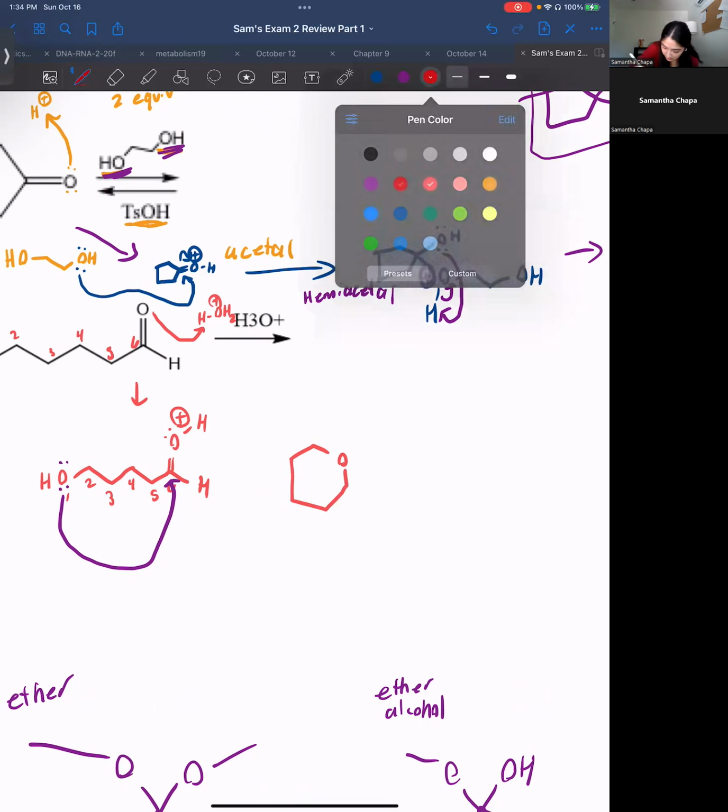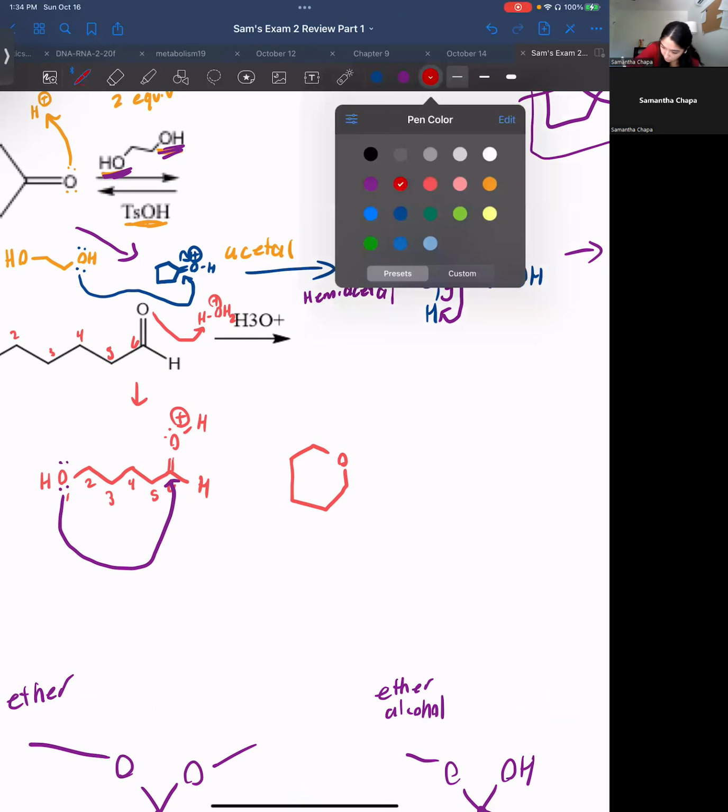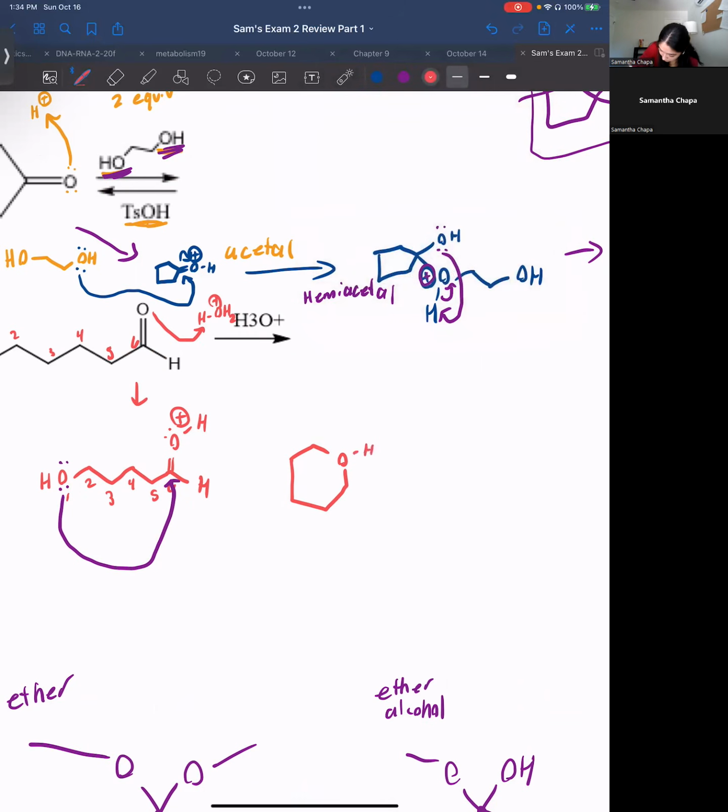I'm going to count my carbons. This is number 1, 2, 3, 4, 5, 6. Notice how at number 1 right here, we're forming an attachment to carbon number 6. So that's exactly what we did here, 1 to 6. We still have a positive charge on our oxygen. And when we attack this carbon, this is going to pop out because you can't have 5 bonds to a carbon. So then I have an alcohol group right here.